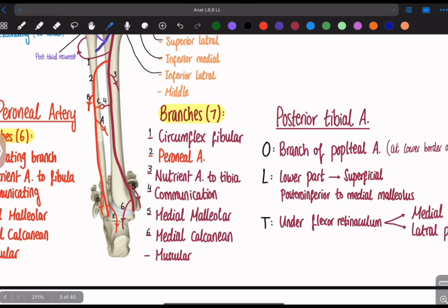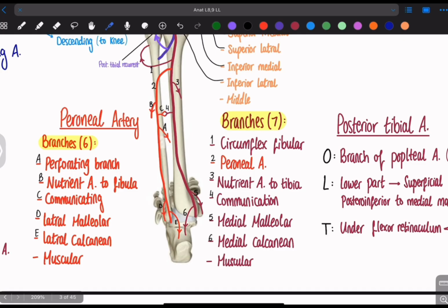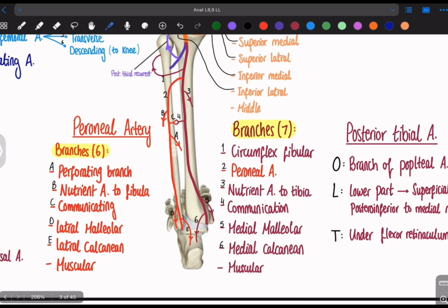For the branches of the posterior tibial artery, they're very easy. Okay, we have a lot of branches, but we're gonna remember them in an easy way. First of all, the most important branch is the peroneal artery. As we can see here, the posterior tibial artery is medial, right? It's more towards the medial side. So it's going to give a branch known as the peroneal artery.